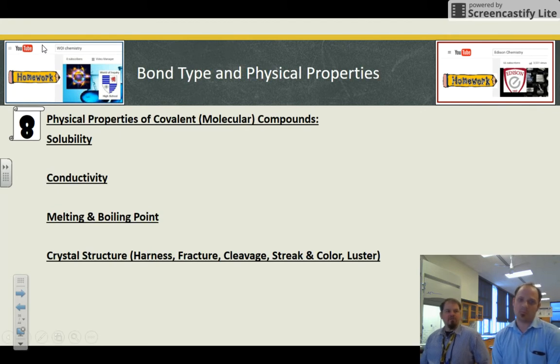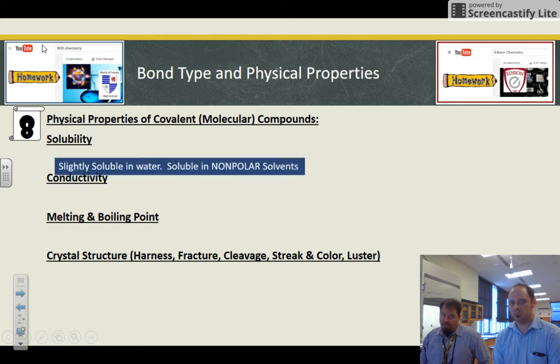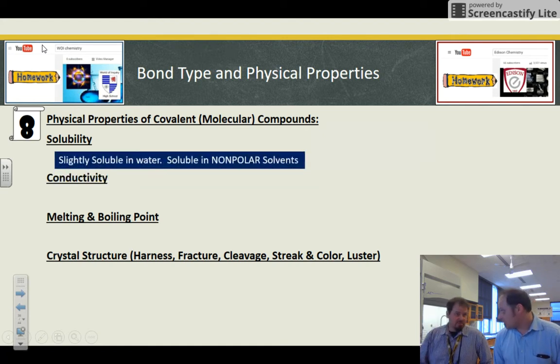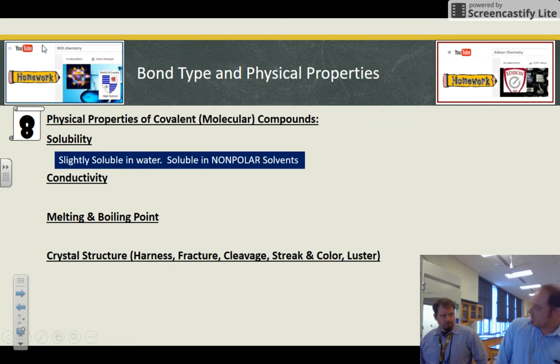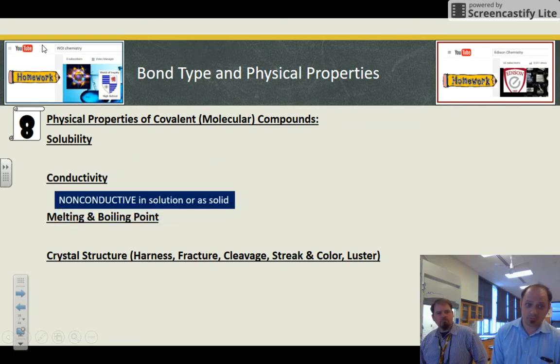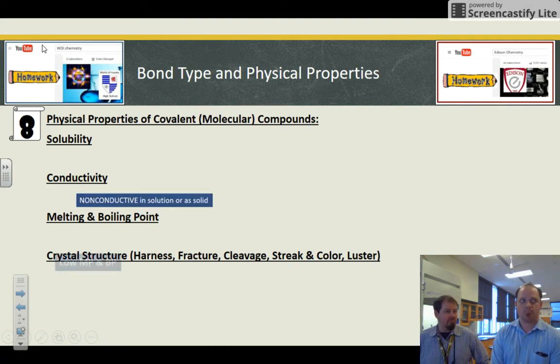Now we're going to move on to covalent. I know it looks the same. Keyword here in parentheses: molecular. That's a code word. If you hear molecular in a Regents question, that's saying covalent. Some are soluble, some are not, but generally speaking, all are slightly soluble in water and slightly soluble in non-polar solvents. Non-conductive in a solution or as a solid. Neither ionics nor covalents can conduct as a solid. One can in a solution, one cannot.